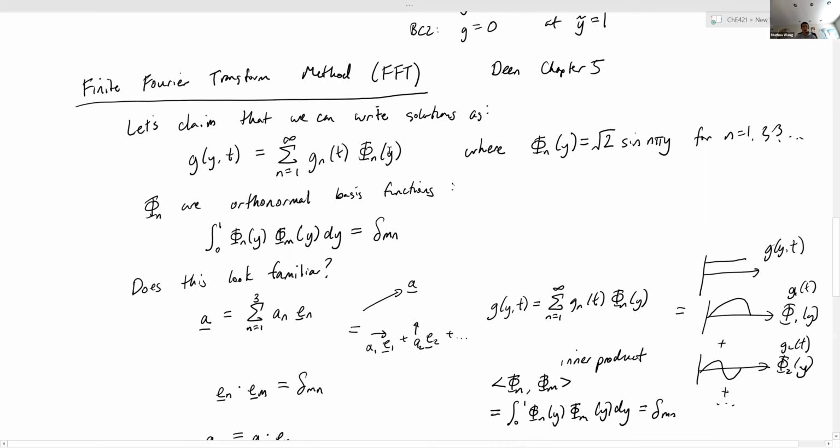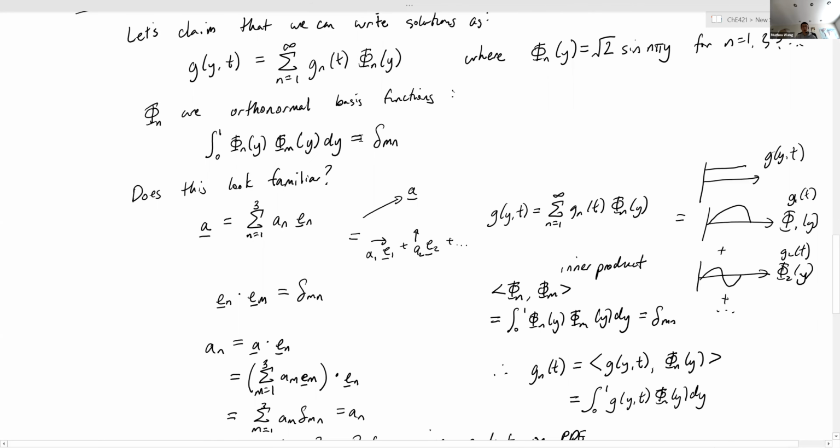Now, of course, a function has infinitely many values between 0 and 1, between our two boundary conditions, and so therefore we might expect that the sum also goes out to infinity. And so we're going to have infinitely many equations, but that's okay.